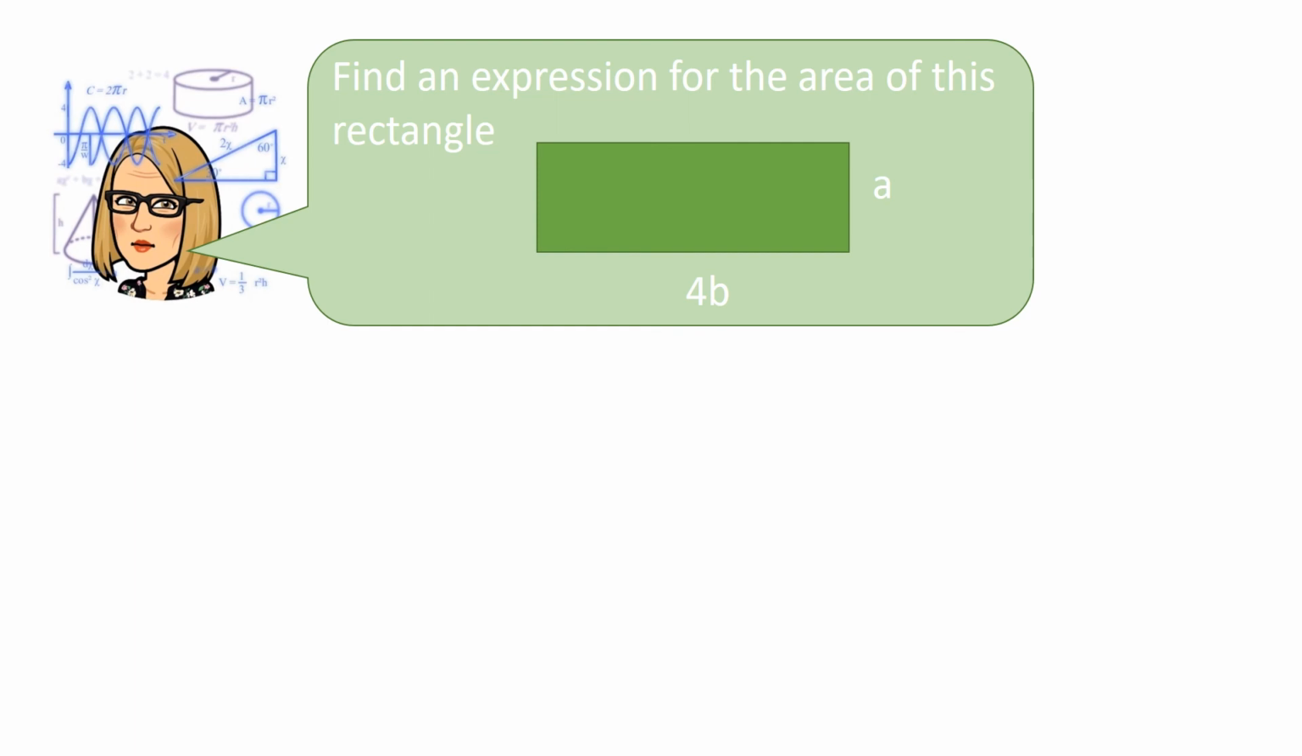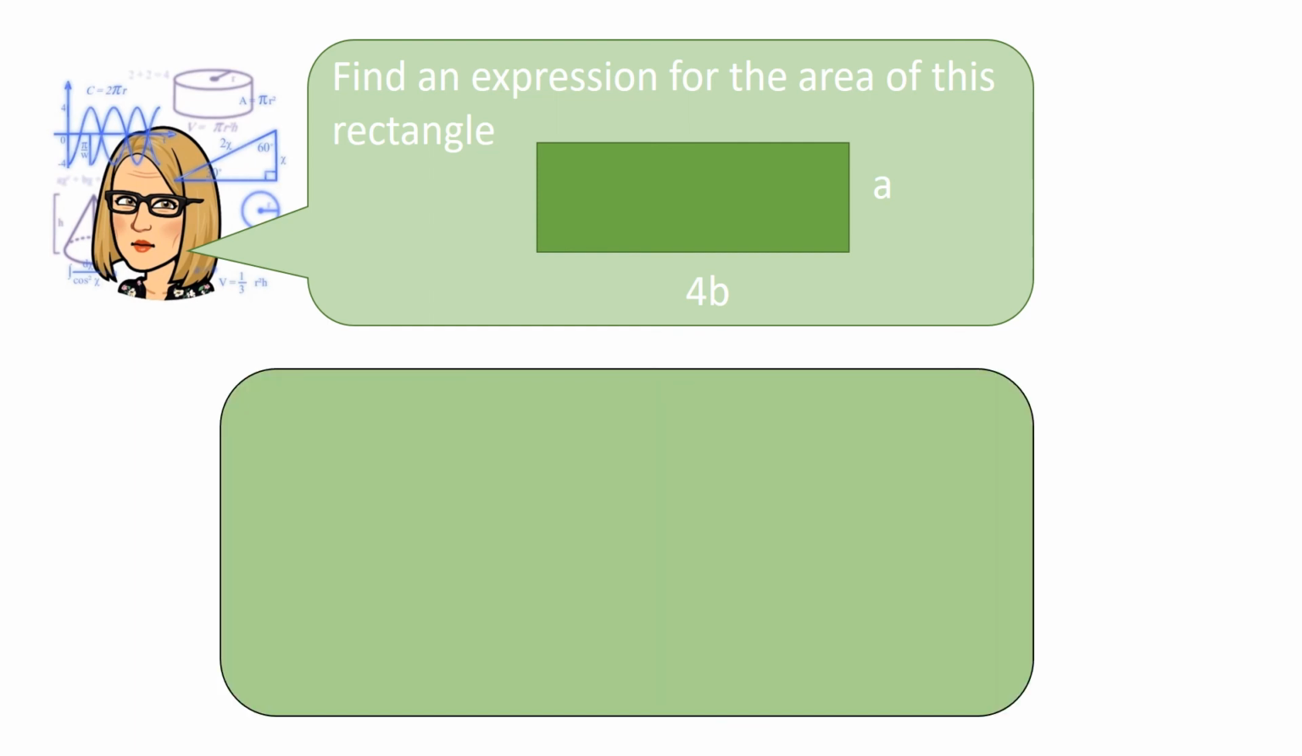Find an expression for the area of this rectangle. Okay, so I know that to find the area of a rectangle, what I would do is multiply the length by the width. And I can see that the length is 4B. And I can multiply that by A. That's the length multiplied by the width. Now, can you see what's wrong with that? That's right, it's got a multiplication sign in there, which I don't really need.